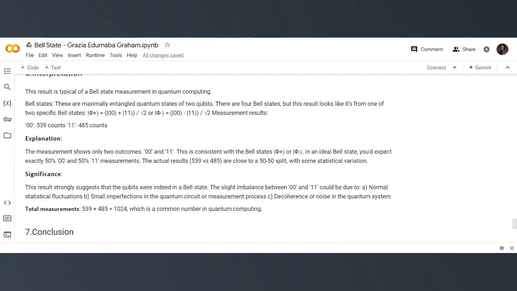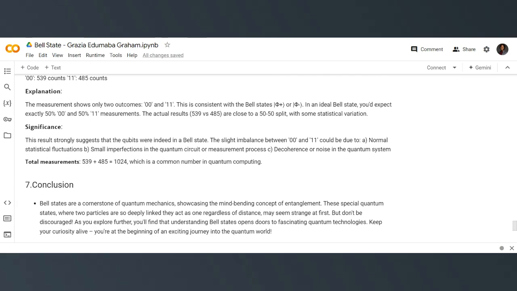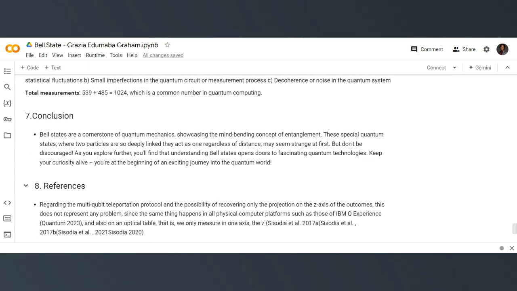So what's the significance of all of this? This result strongly suggests that the qubits were indeed in a Bell state. The slight imbalance between the 00 and 11 states could be due to normal statistical fluctuation, or small imperfections in the quantum circuit, which is expected, or decoherence or noise in the quantum system. In total, putting the measurements together, you have 1,024, which is a common number in quantum computing.